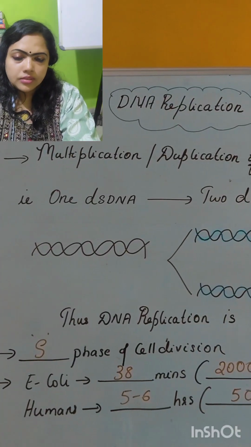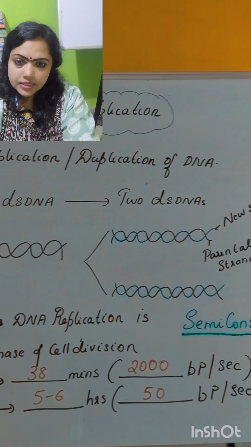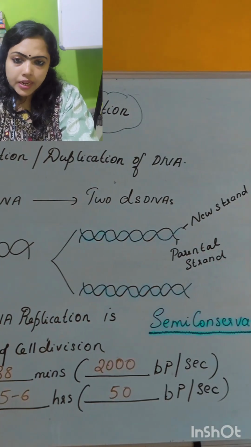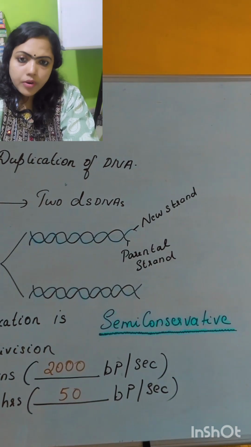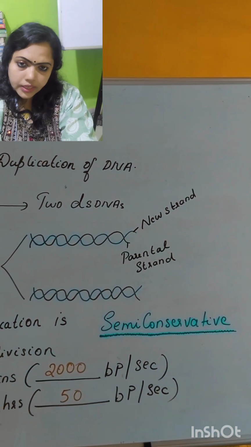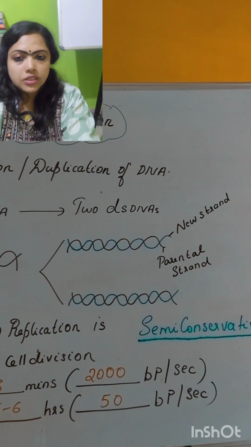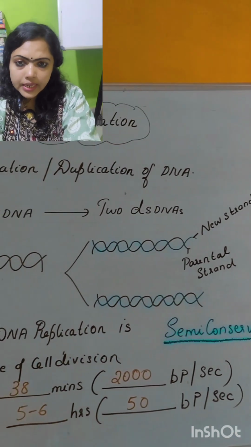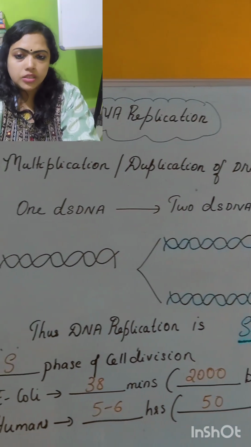DNA replication, that is the multiplication or duplication of what? DNA. That is, one double-stranded DNA becomes two double-stranded DNAs. And when we observe this newly formed DNA, that is the daughter DNA, only one strand is the new strand and the other strand will be the parental strand itself. Okay, and that is why DNA replication is called semi-conservative. That is, it is conserving the parental strand.